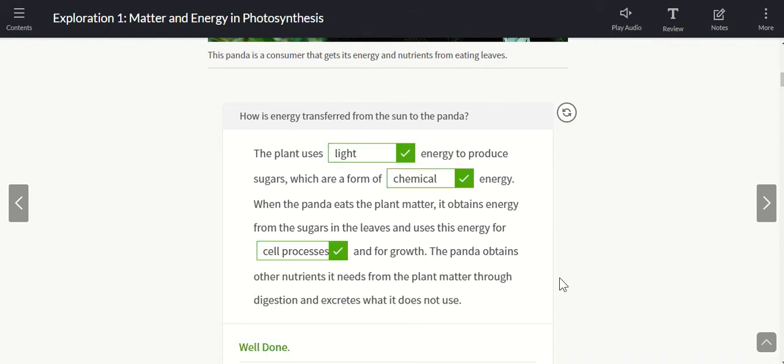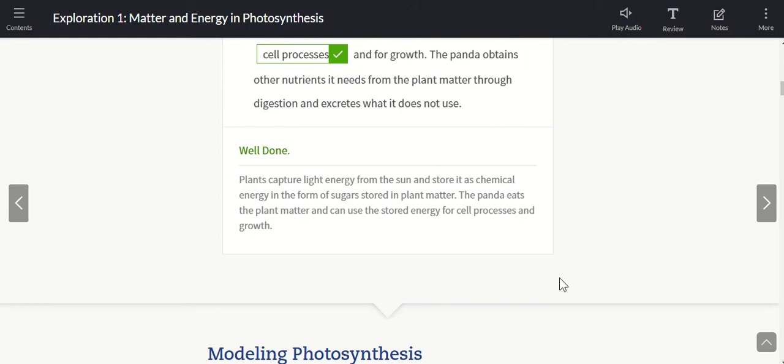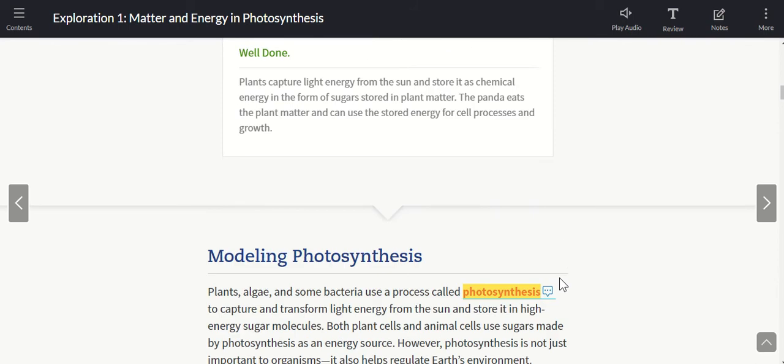Now you can check your work. Sure enough, we got them all right, which is great. I would keep that in your notes so that you can reference that again. That's a pretty nice little guide for how this works.